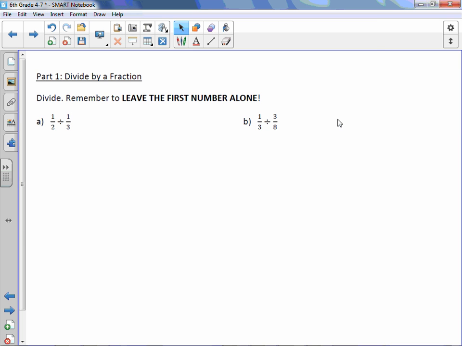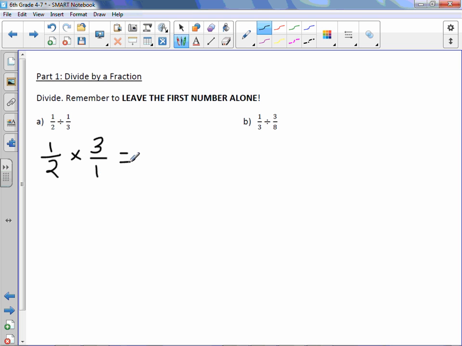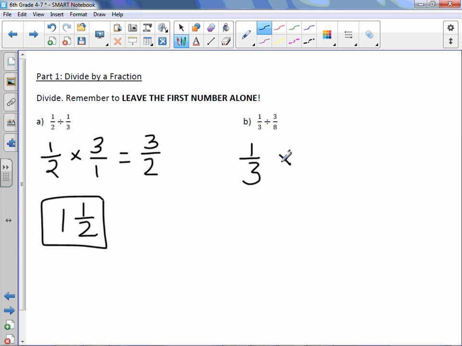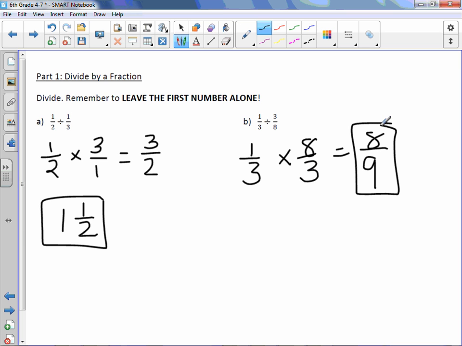I will not divide. I will multiply by the reciprocal. This equals 3 over 2, which is 1 1/2. Letter B. I will not divide. I will multiply by the reciprocal, which equals 8 over 9, which cannot be reduced or changed to a mixed number.